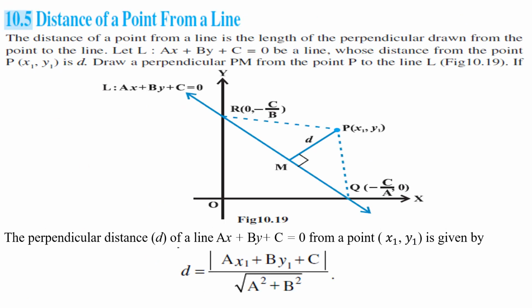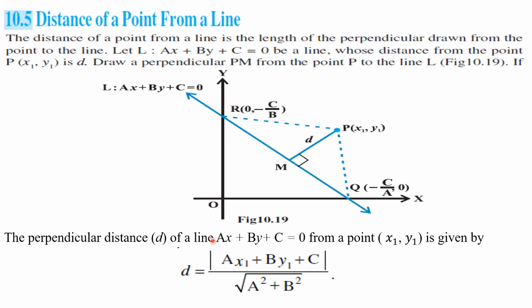Now come to the second point. Previously I told you in this exercise we are discussing, the first point is converting or transforming the general equation of a line into different forms, and the second point is the distance of a point from a line. This is the second point. The distance of a point from a line is the length of the perpendicular drawn from the point to the line.